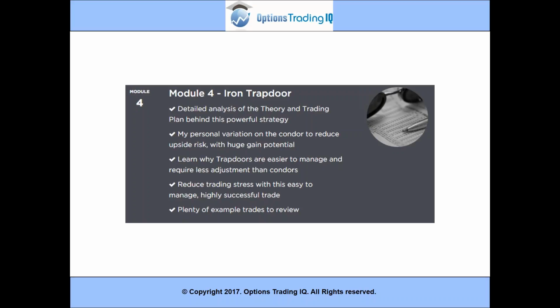We'll do case studies. We'll have condors and trapdoors on at the same time, and we'll watch them go, and you'll see that potentially the trapdoor doesn't need adjusting while the condor does, and we'll look at that in terms of delta dollars, Greek ratios, all those things we've been talking about, and you can see why the trapdoor can be a bit lower stress because you don't have to make as many decisions.